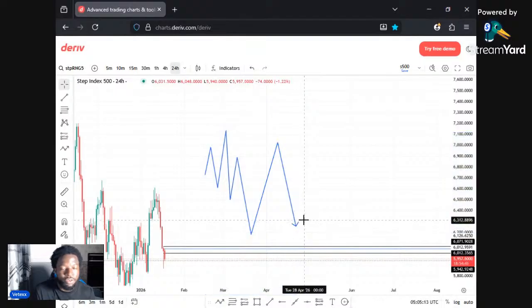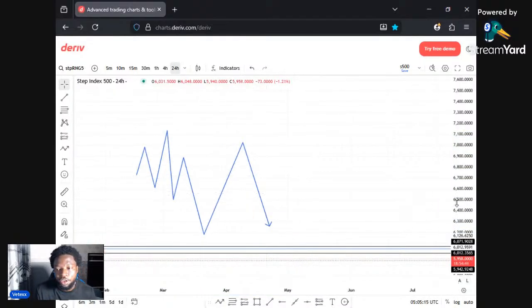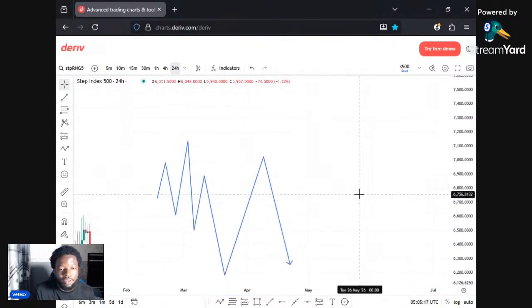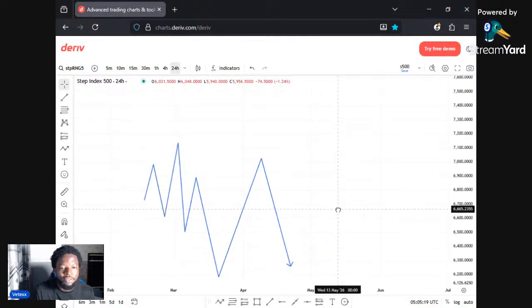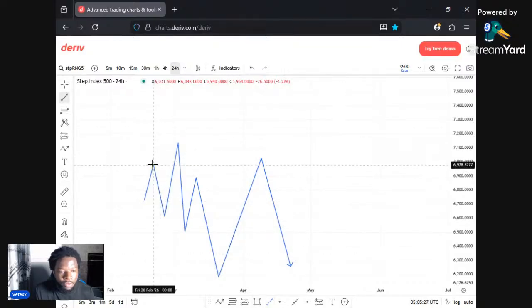Okay, for those of you who were live with me yesterday, this is exactly what I explained. This is what to look out for on the higher time frame, and this is what to look out for on the lower time frame. It's as simple as that. Okay, so right now we have our sweep of liquidity here.